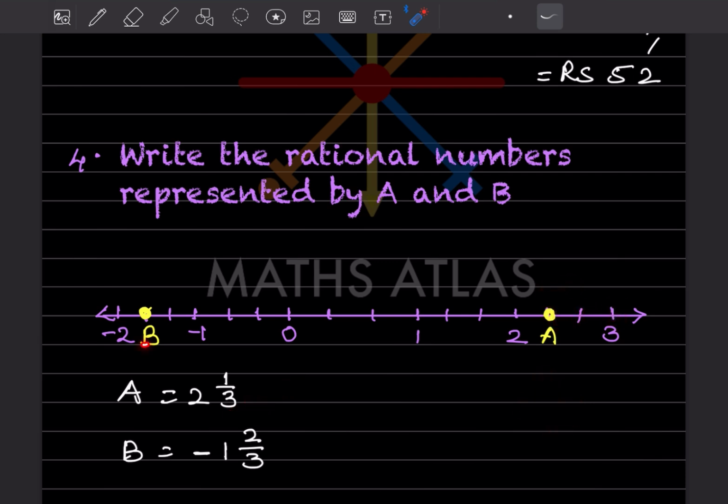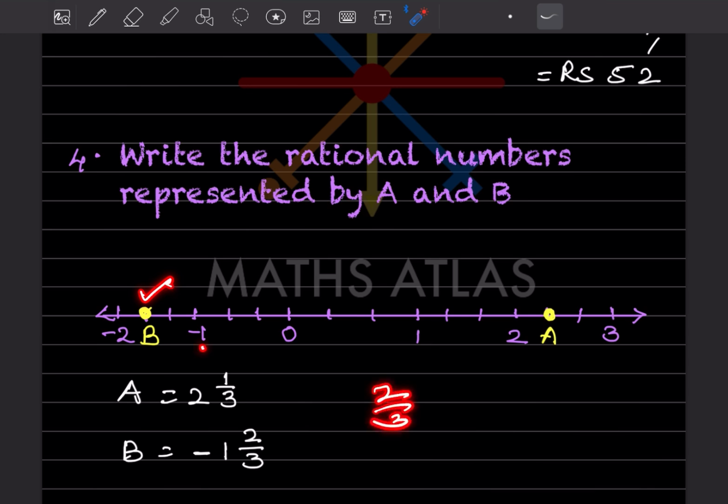Now see for B. B is the negative one. So you will go from here to here. So there are again here 3 divisions. So this B is, because we always go from this side when it is the negative one. So it is on the second division. So that is going to be 2 by 3.